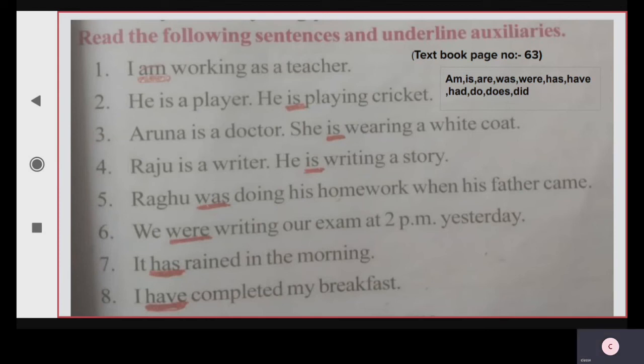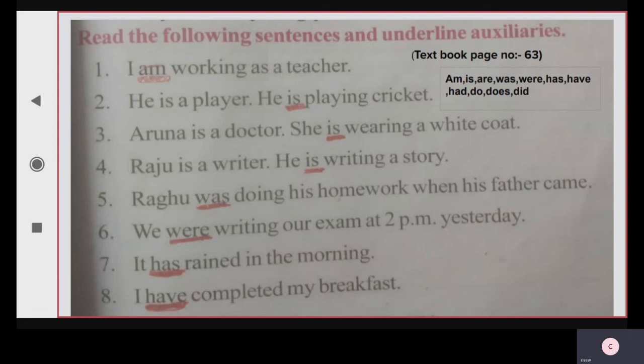Sixth one, we were writing our exam at 2 p.m. yesterday. Children, tell me the main verb, writing. And the auxiliary is were. So underline the word were, W-E-R-E, were, children.